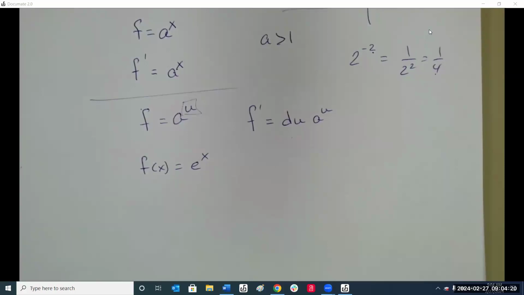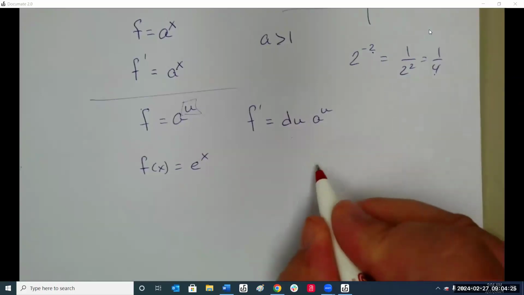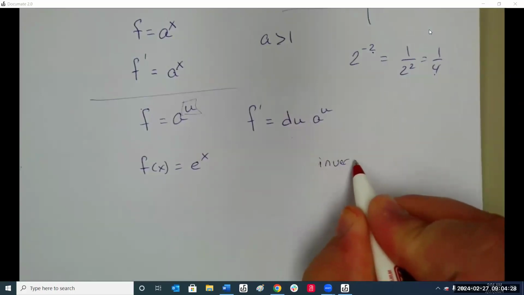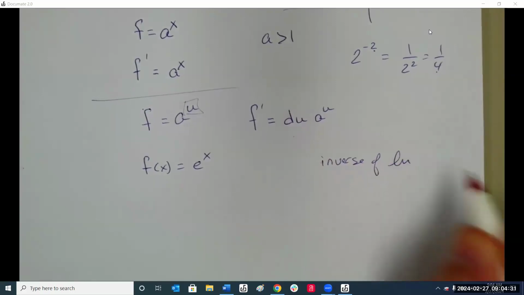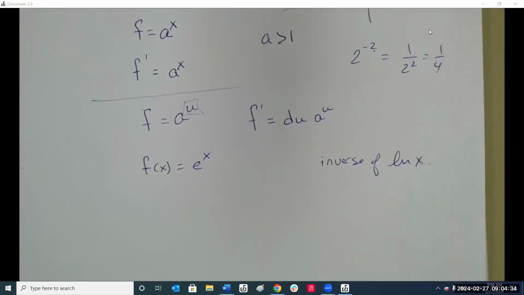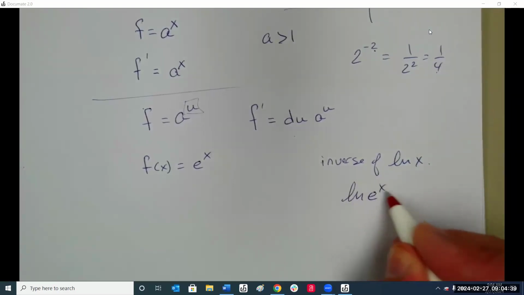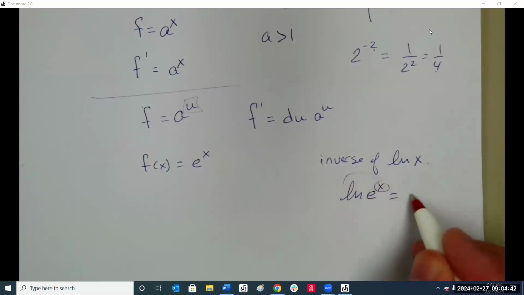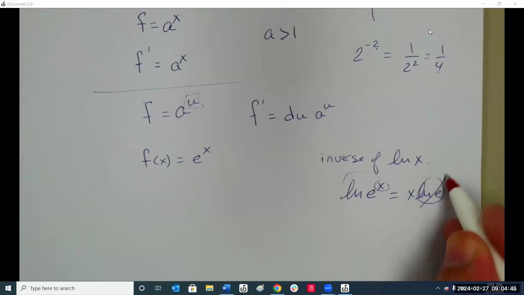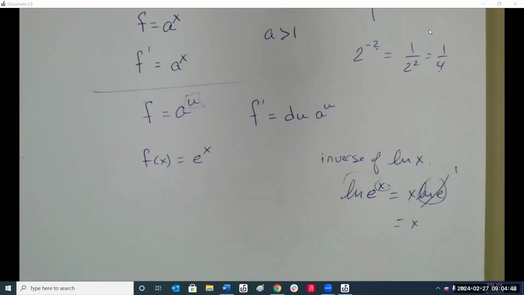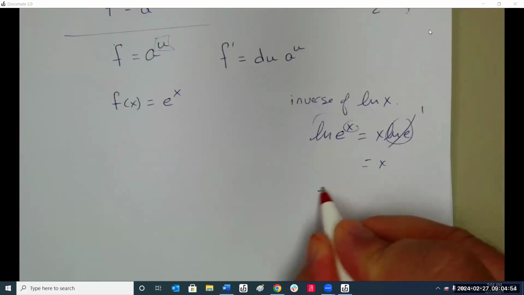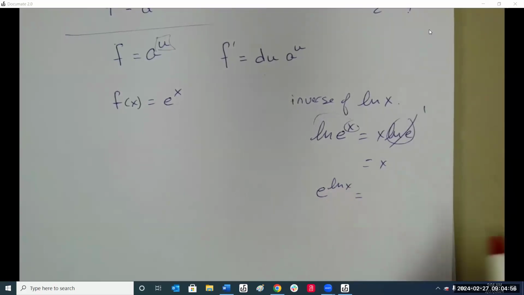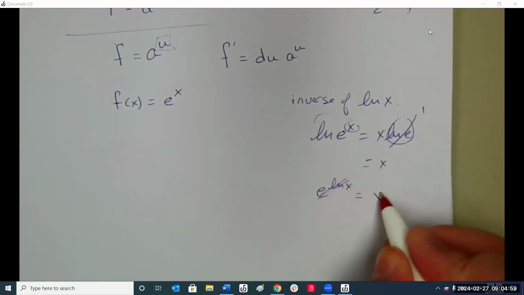E to the x is the inverse of which function? Right. How do you know they're inverses? Because if I took the ln of e to the x, the exponent comes out front, ln e, this becomes 1, so the answer is x, which is how you prove inverses. Or likewise, if I took e to the power ln x, the same bases, so we just have x.